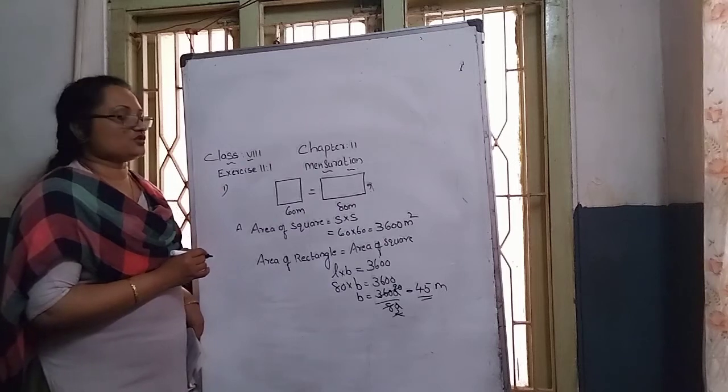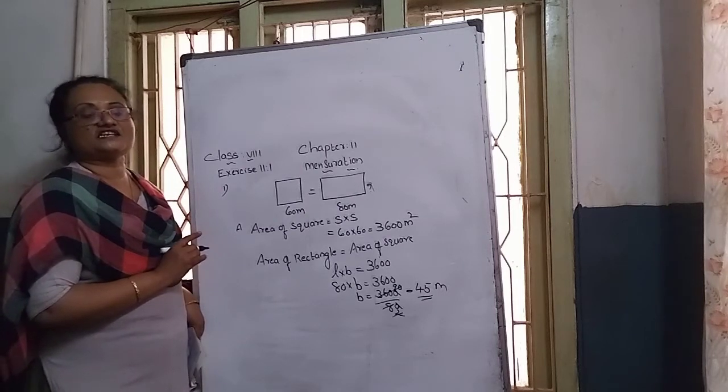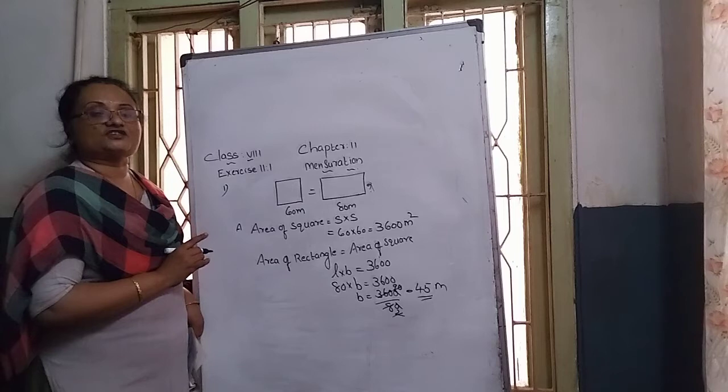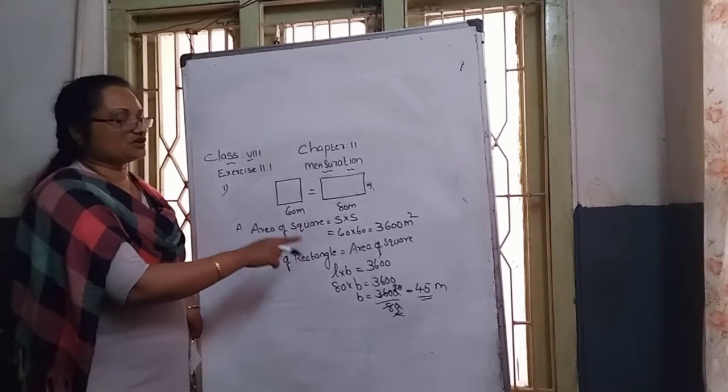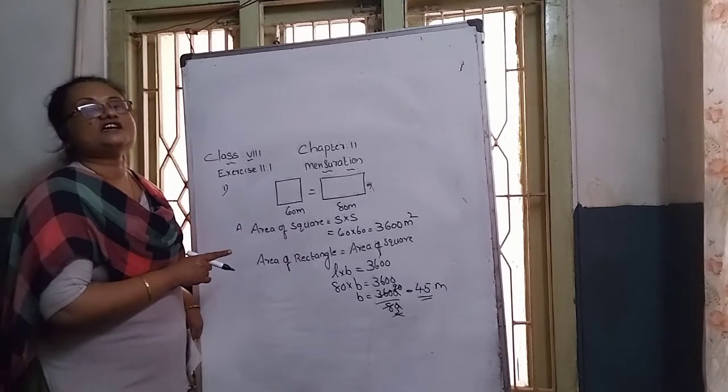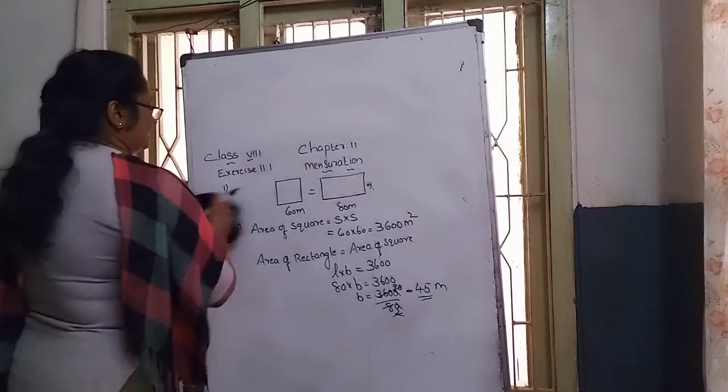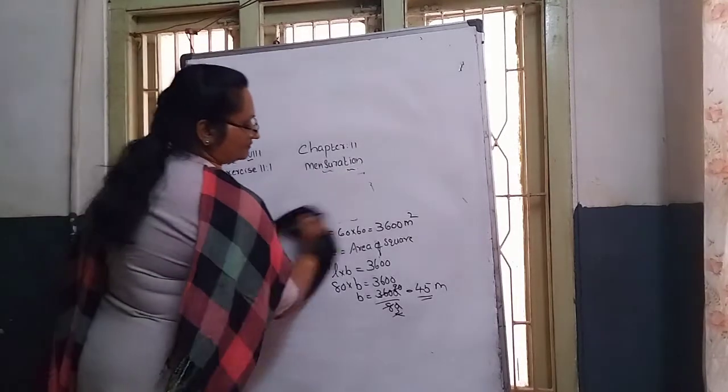That is the meaning of this question. The first question tells us to find the breadth of the rectangle shape. So we got the rectangle breadth as how much? 45 meter. Now the next, second question.